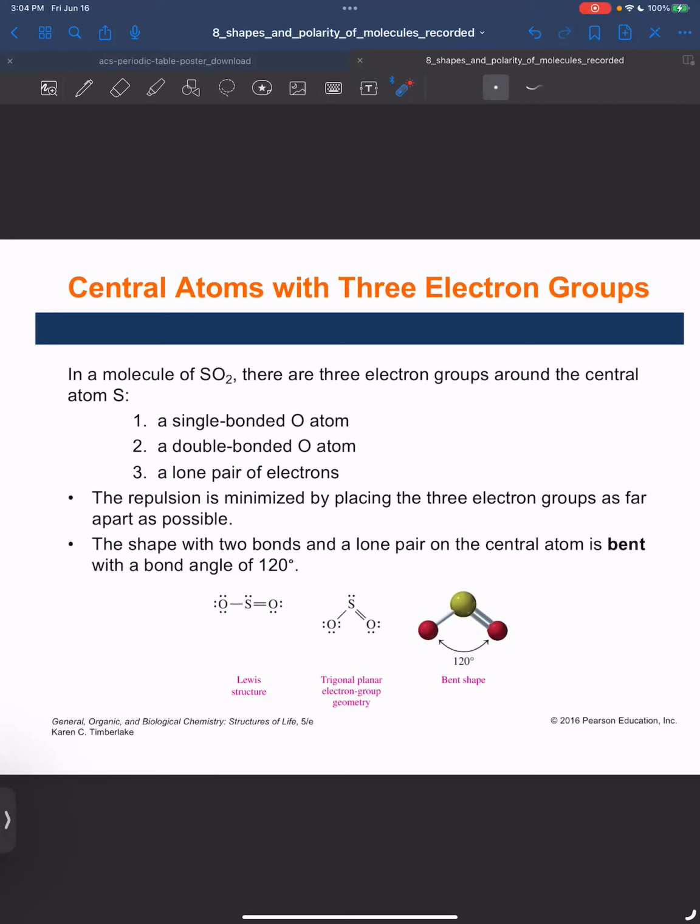And so this looks like it is trigonal planar, and we call that the electron group geometry, where it does have 3 electron groups. But because one of the electron groups is a lone pair, the molecular geometry, what we see, because we don't see the lone pair, but it does play a role in the shape, is what's called a bent shape. So the shape with 2 bonded groups and 1 lone pair on the central atom is bent, and the bond angle is still 120 degrees.